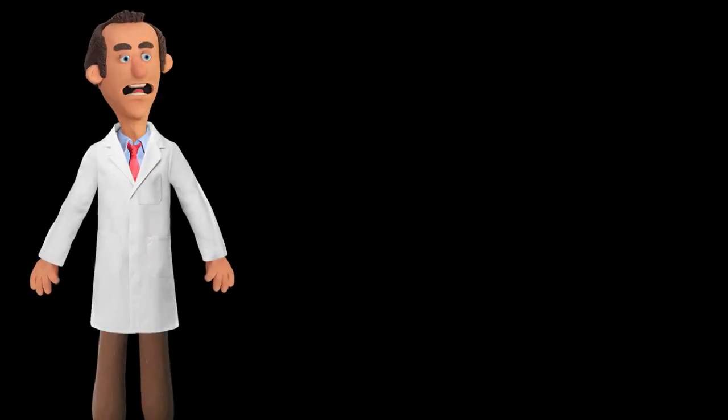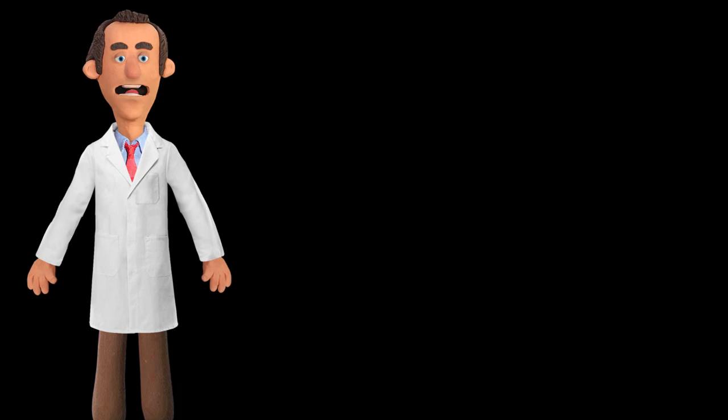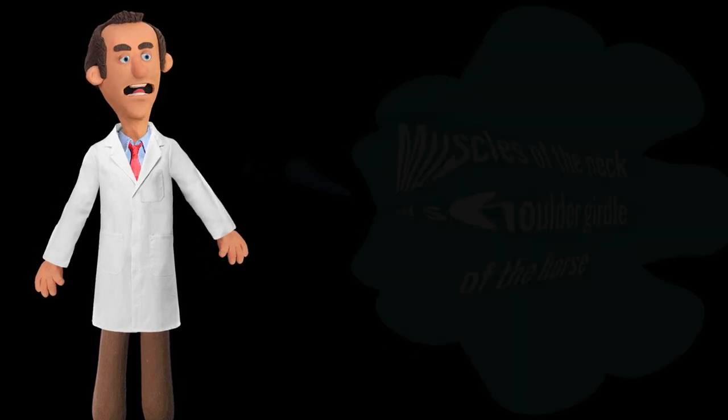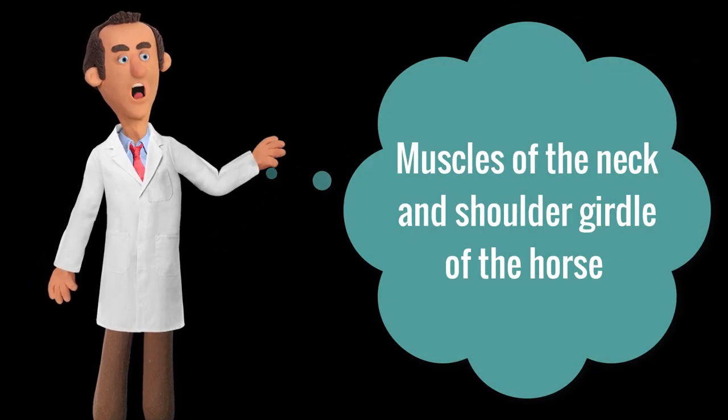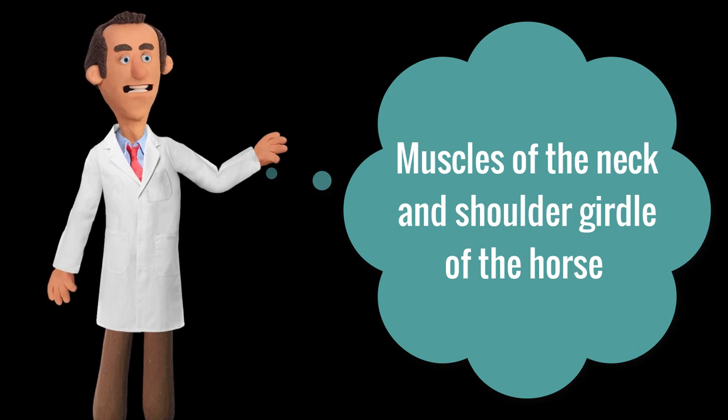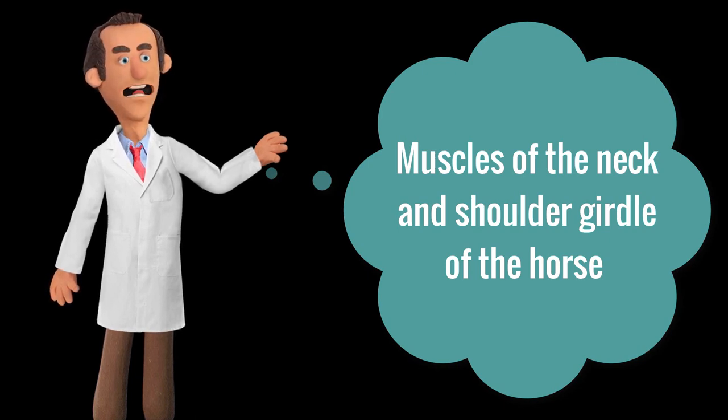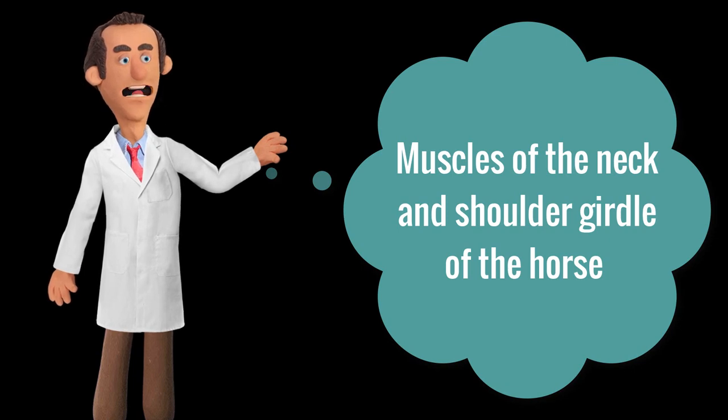Hello everyone and welcome back to another anatomy tutorial where we are going to be talking about the muscles of the neck and the muscles of the shoulder girdle. So firstly, we will highlight these muscles in pictures and move after that to dissection. And in the next tutorial, we will remove the forelimb completely and look at the muscles in detail.